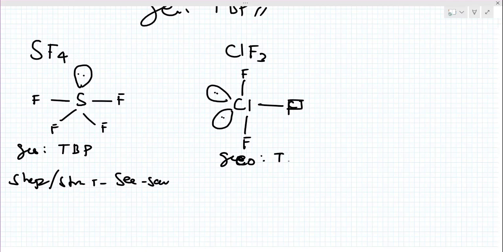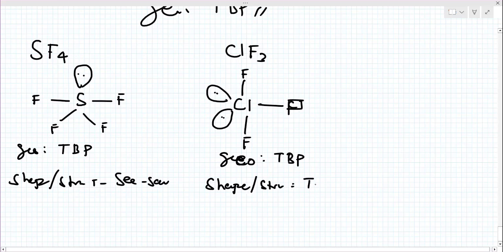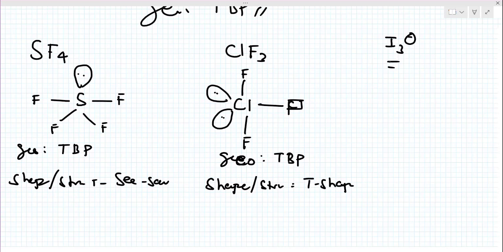Now, what is the geometry of this molecule? The geometry is trigonal bipyramidal. What is the shape? T shape. Okay, now very important: I3 minus. Listen, in the case of I3 minus, if the molecule gives the same atom, we have to consider one iodine as the central atom.